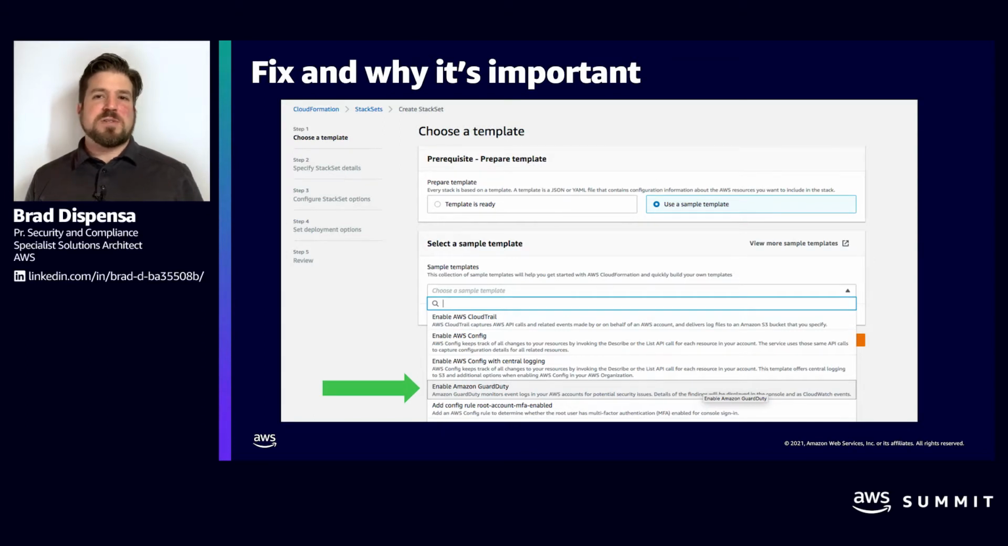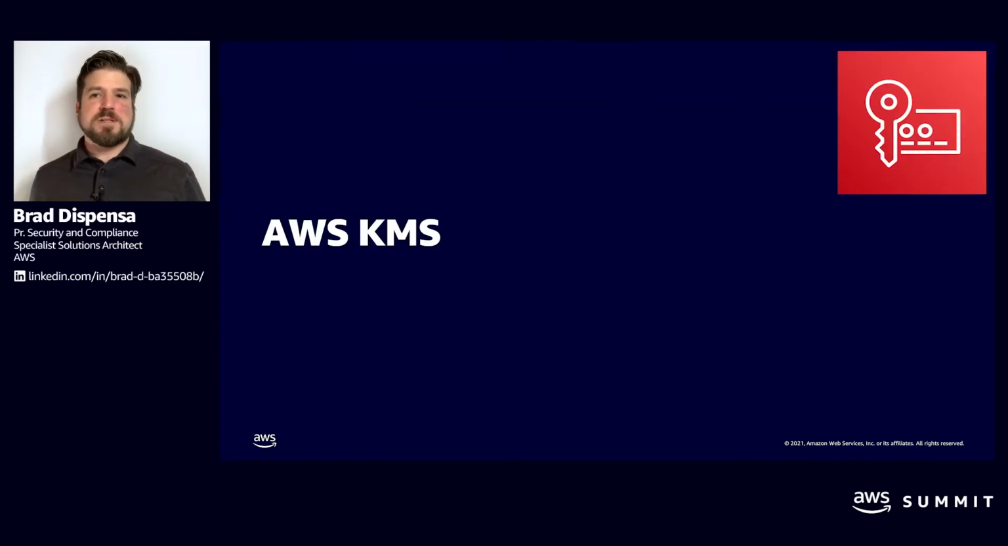So all you need to do is go into CloudFormation stack sets. You can choose a sample template, and here you can see there's the enable GuardDuty sample template. When you go to enable that, it will ask you what regions you want to enable the template. Simply enable all regions. Next is AWS KMS.